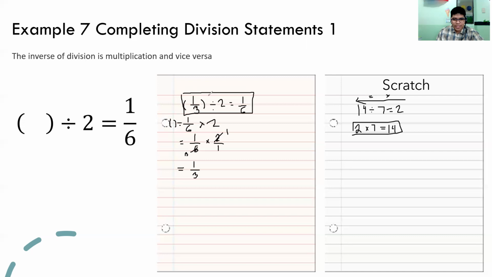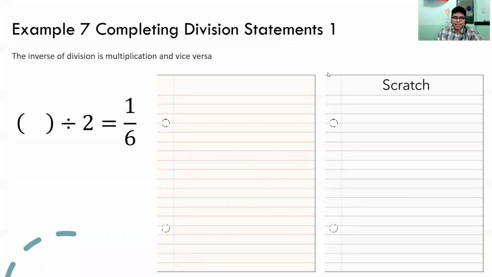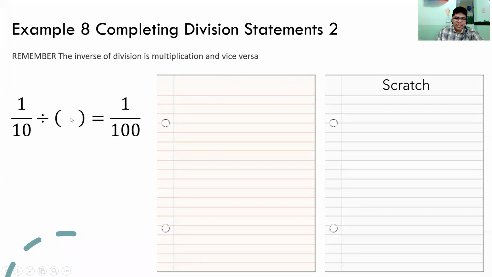Of course, you can check this by dividing 1/3 by 2 and seeing if it equals 1/6. Let me do it very quickly here. As you can see, it is 1/6, so we are good to go. That is our answer, 1/3. And finally, what if we are missing the second number, or what we call the divisor? What if we're missing the divisor?